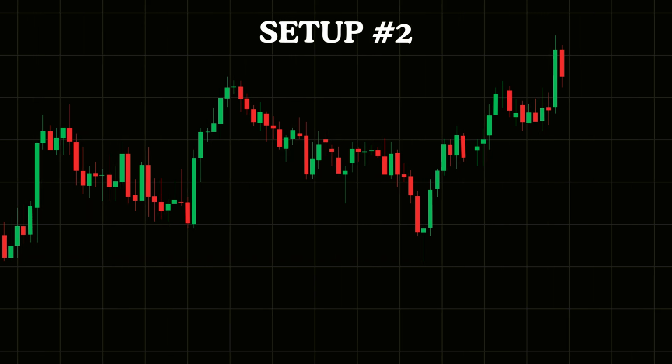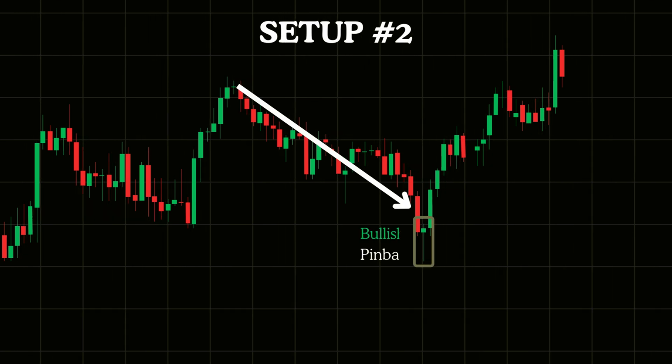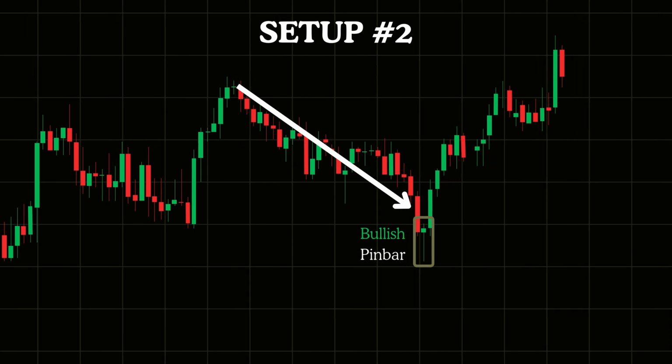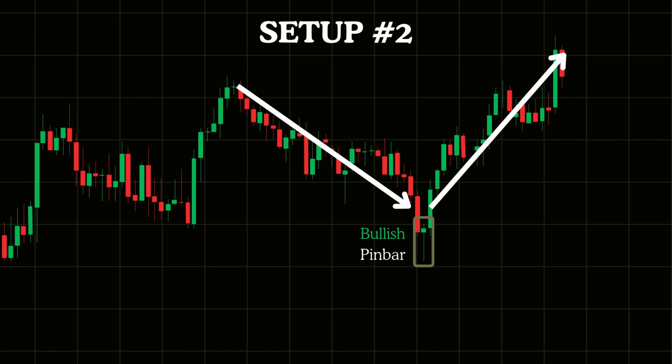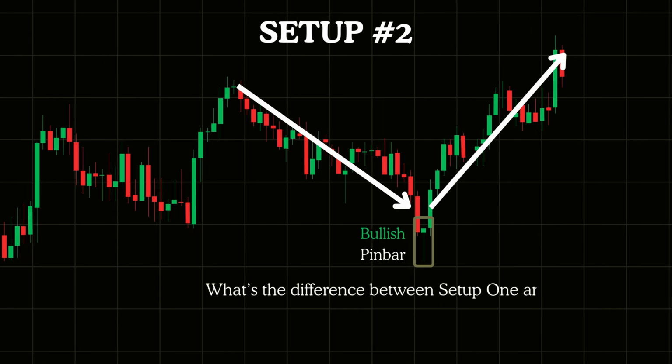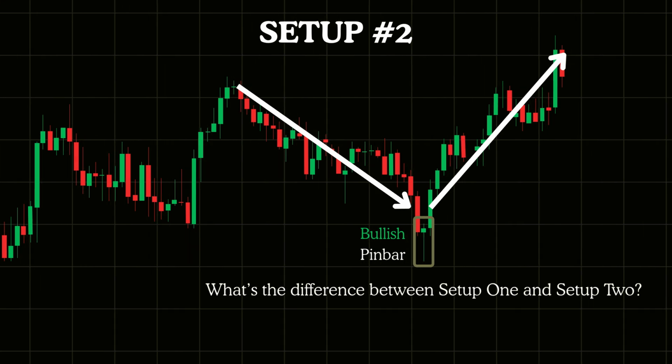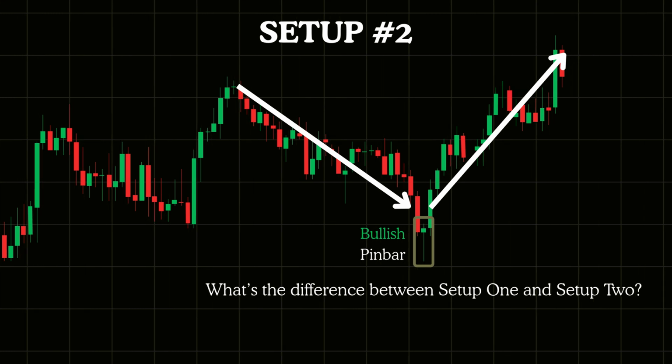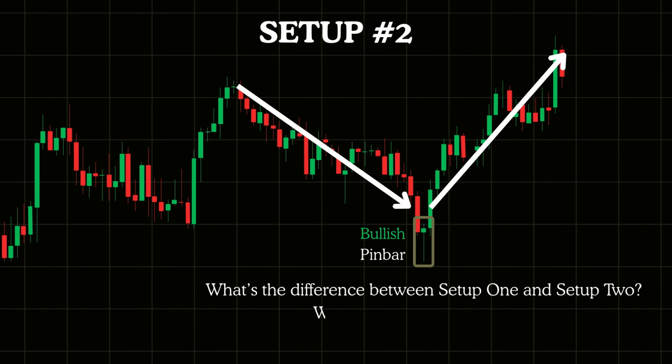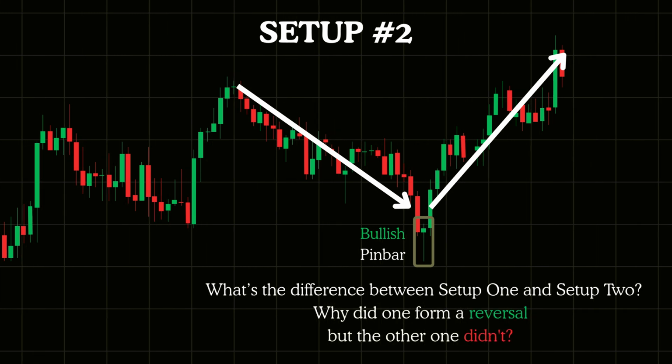Here again, the price declines and a bullish pin bar forms. But this time, the market reacts. The trend actually reverses and moves upward. So what's the difference between setup 1 and setup 2? They both showed bullish pin bars, yet only one resulted in a reversal. Why? The answer lies in the quality of the trade.